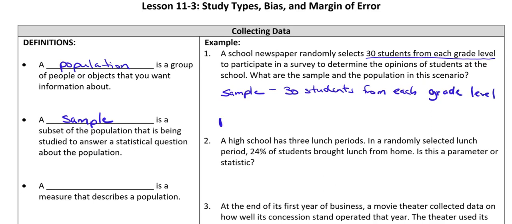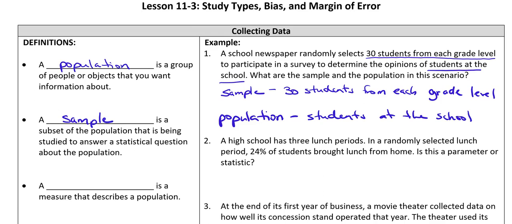Now, the population is like the big group. What are the people, the big group that we're trying to study here? And so the population would be the students at the school. Okay, the number of students, it could be 100 students, it could be 2,000 students, but looking at just this subpopulation, 30 students from each grade level, and then using that to make inferences about the entire population. So this is going to be the students at the school. Okay, and again, a population can be very big or it can be very small, but a sample is going to be a subgroup of that.